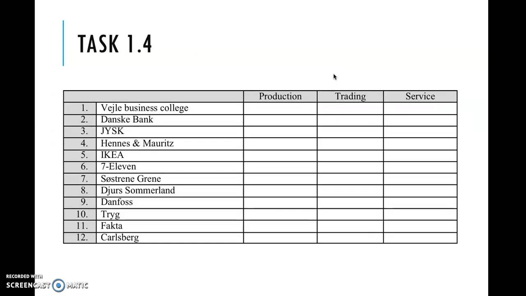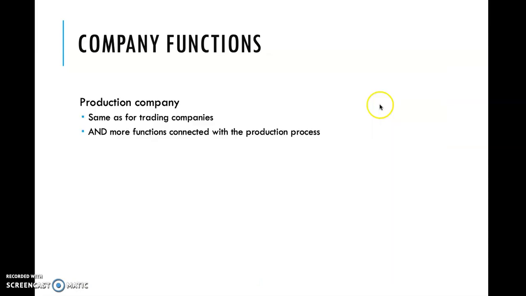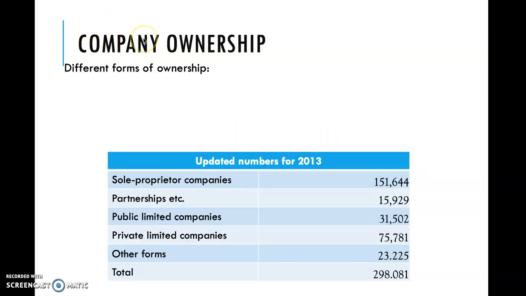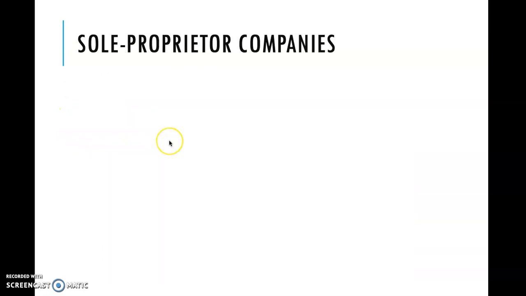Examples of companies. Then we have some tasks here that we will talk about in companies. Company functions: suppliers, purchasing, finance function, sales function, customers. Production is the same as for trading companies, with more functions connected with production. Company ownerships. We have different types of ownership. Sole proprietorship, that's if you're one person that owns a company. Partnerships, public limited company, private limited company. Then there are other forms, for example the EVS, private limited companies, public limited companies.